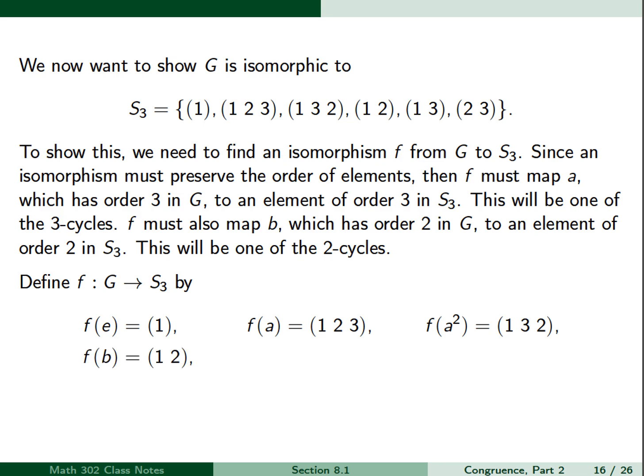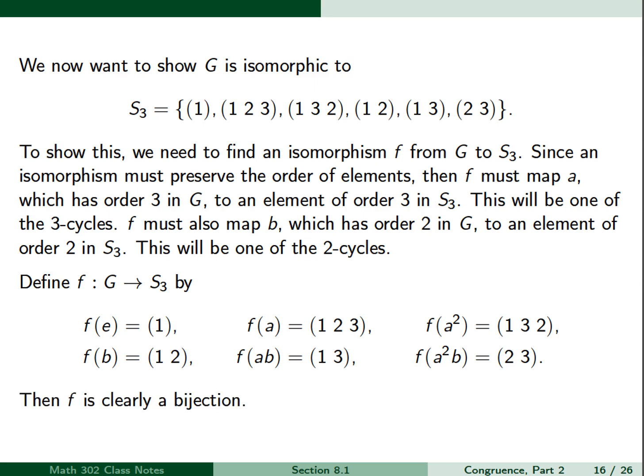And then F of B will map to one of the 2-cycles, so we'll pick (1 2). And F of AB will map to another 2-cycle, (1 3), and F of A squared B to our remaining element, (2 3). Then F is clearly a bijection. It's a one-to-one correspondence between our 2 sets.